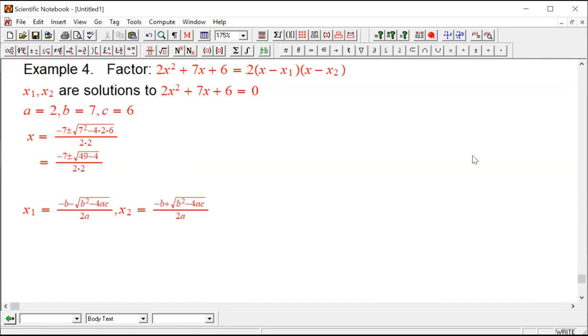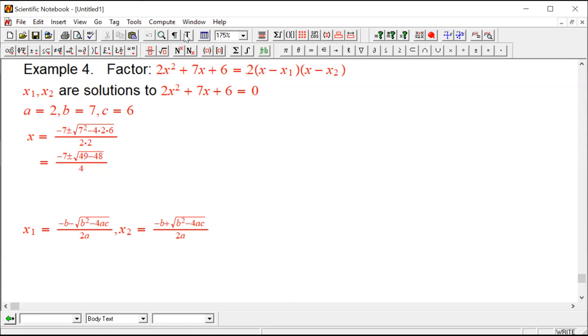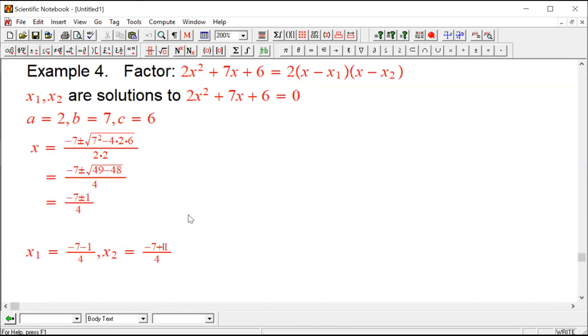48. That equals 1. So this is 4 equals to, and so we got 7 plus minus 1 over 4, right? So we have two solutions. One is chosen using the negative sign, minus, and the other one is a plus. Okay, I hope that's clear to you.